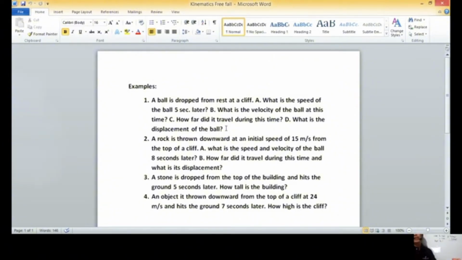Okay, so what is the given? First, the ball is dropped from rest. So meaning, the ball is not moving at the time we dropped it. So it is from rest, meaning the initial velocity is equal to 0.